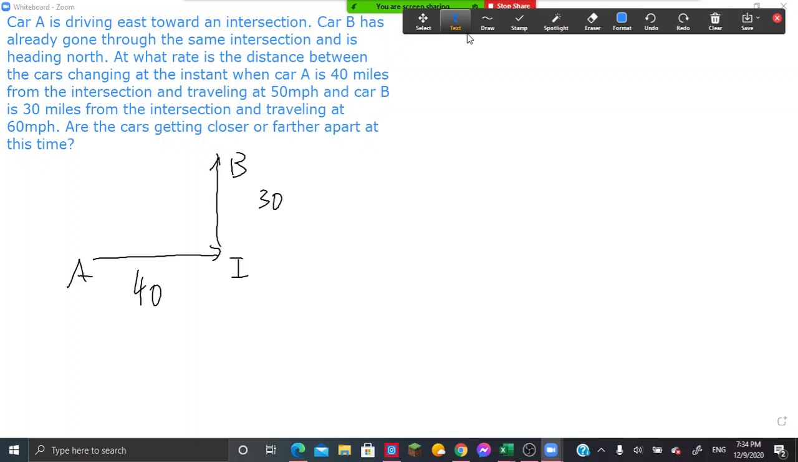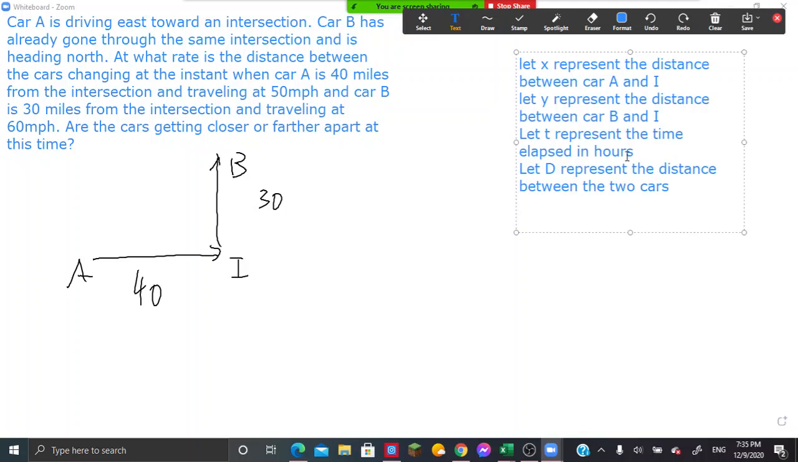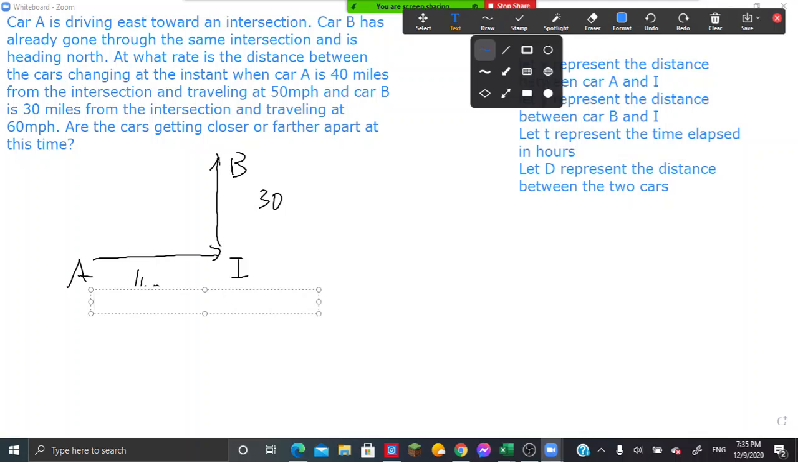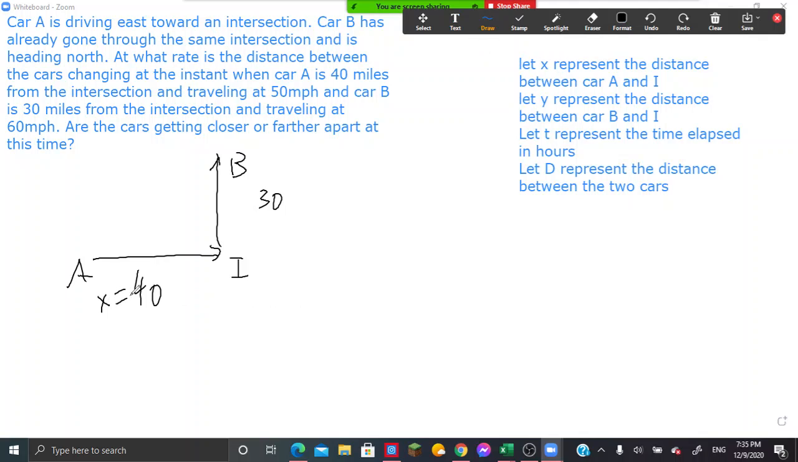The problem-solving strategy we are particularly going to use for this type of problem is that of drawing a diagram. The hardest part of these problems, apart from drawing the diagrams, is determining the equations. So here, we're going to let x be the distance between A and I, which is 40 miles, and we're going to let y represent the distance between car B and I, which is 30 miles. From this, you can see the beginnings of a right triangle, where the hypotenuse is the distance between them.